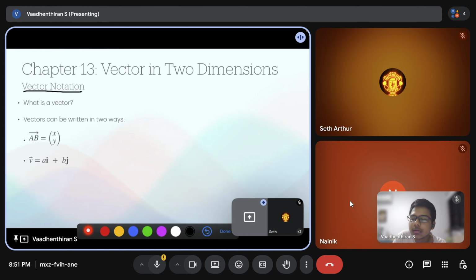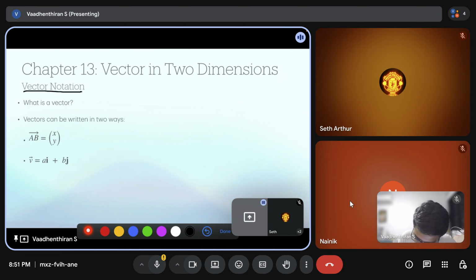So what is a vector? A vector is anything that has a direction and a magnitude, right? You agree with this? So any value that has a direction and magnitude is a vector, and scalars are without direction. You can write vectors in these two ways. You need to know both of the ways, because in the questions they might use both to ask you. So just be familiar with both.